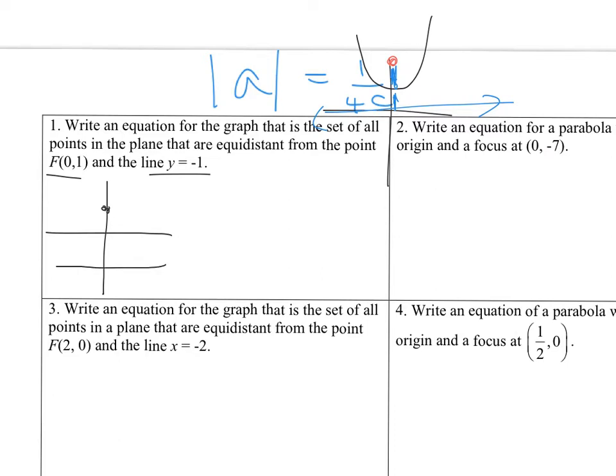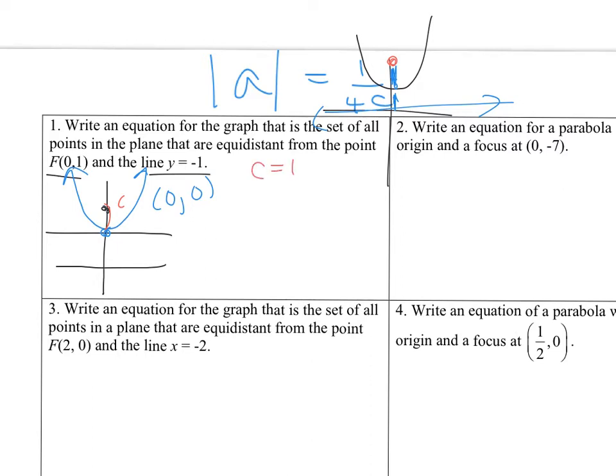So what's going on is this has to be a parabola that opens up and down. The vertex has to be halfway in between, so the vertex has to be at (0, 0). And this parabola is opening up because remember that the focus is inside the parabola, so it looks something like this. So c is the distance from the vertex to the focus. Remember, c is this value, so c has to be 1.